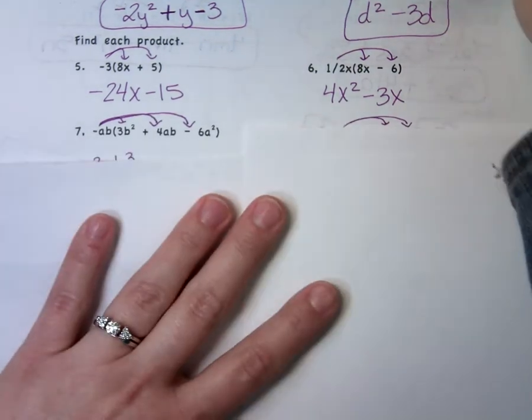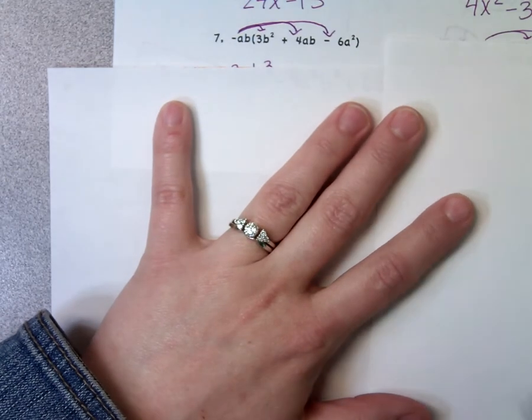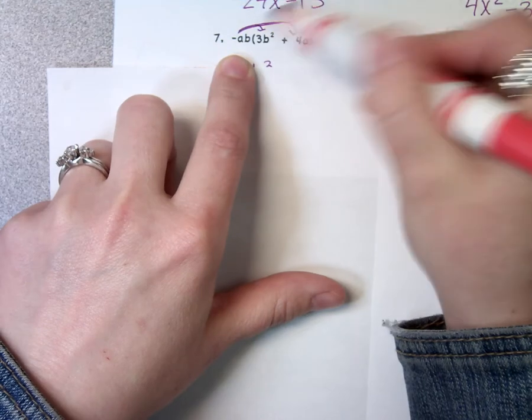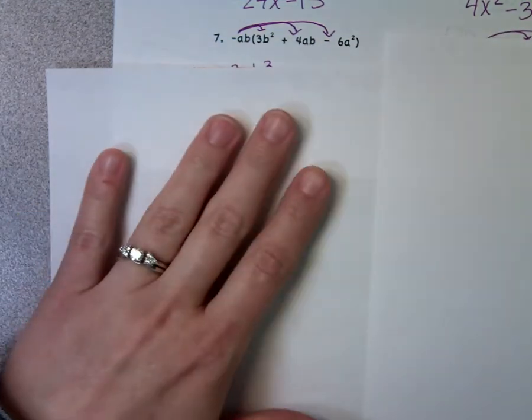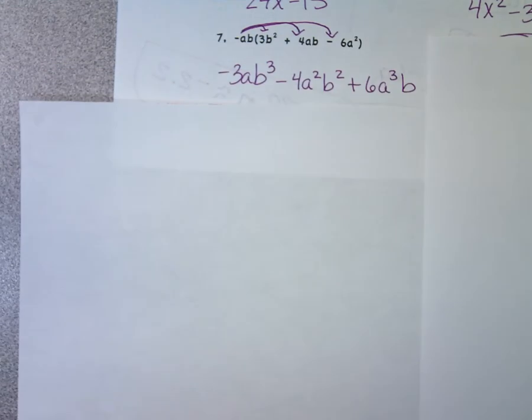Number 7. I have something smushed on the outside of the parentheses. So I distribute it, I multiply it with everything inside, and the answer you should get for that is negative 3ab cubed minus 4a squared b squared plus 6a cubed b.